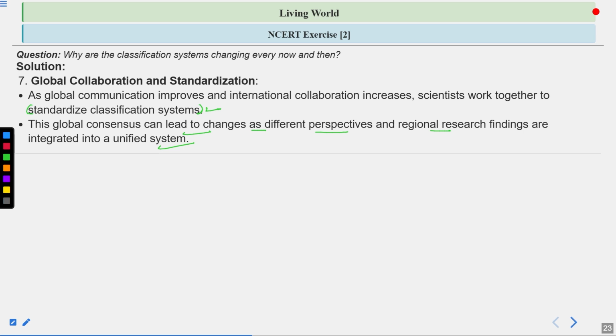Okay, so earlier, suppose there was one classification system based in one country. Another classification system was based in another country. So now they are developing a standardized classification system. That's why the classification systems are changing.